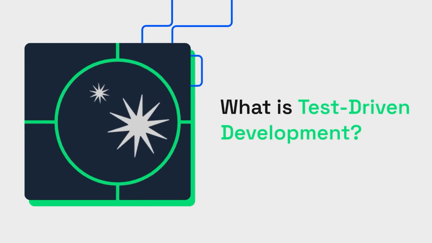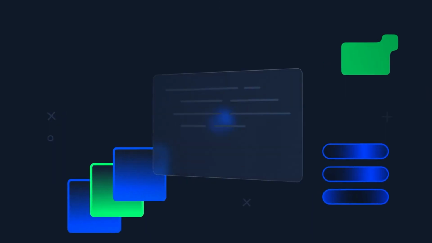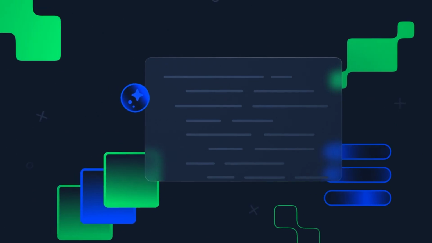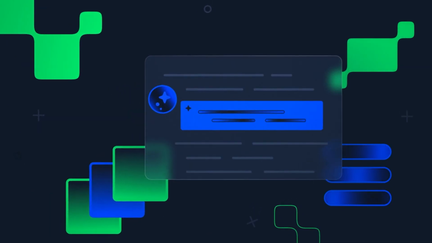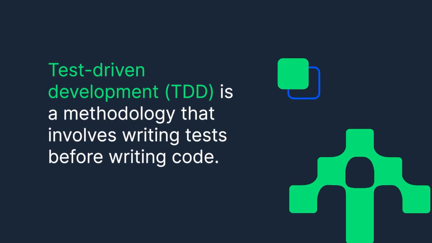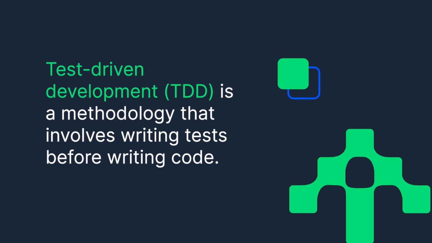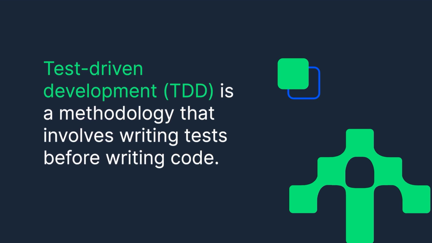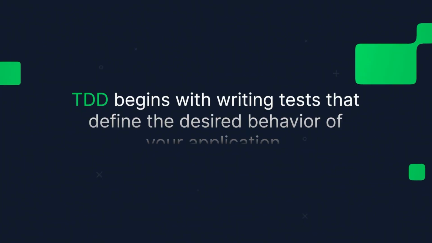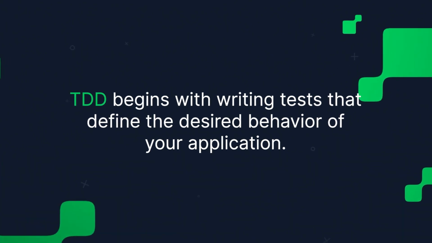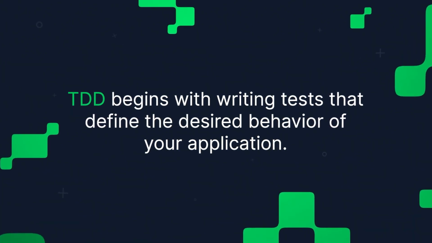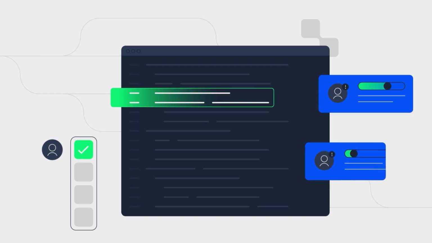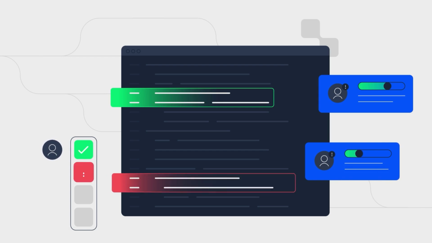In the world of software development, delivering high-quality code isn't just a goal, it's a necessity. Test-driven development, or TDD, is a methodology designed to help developers write better, more reliable code by starting with tests. Instead of coding first, TDD begins with writing tests that define the desired behavior of your application. These tests will initially fail, highlighting what's missing, and guide the creation of just enough code to make them pass.